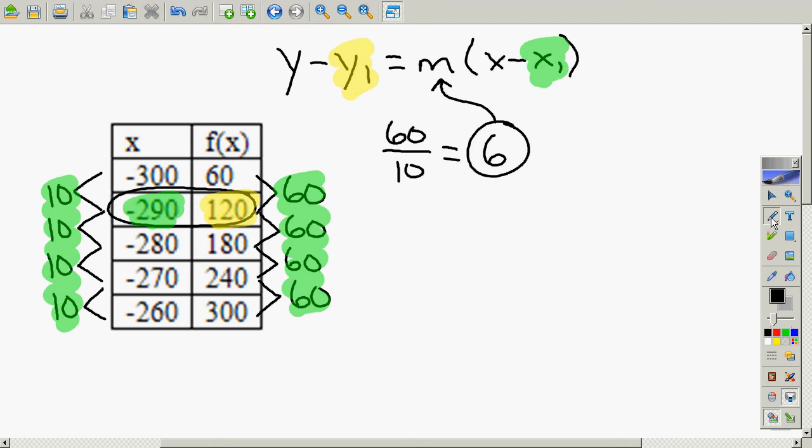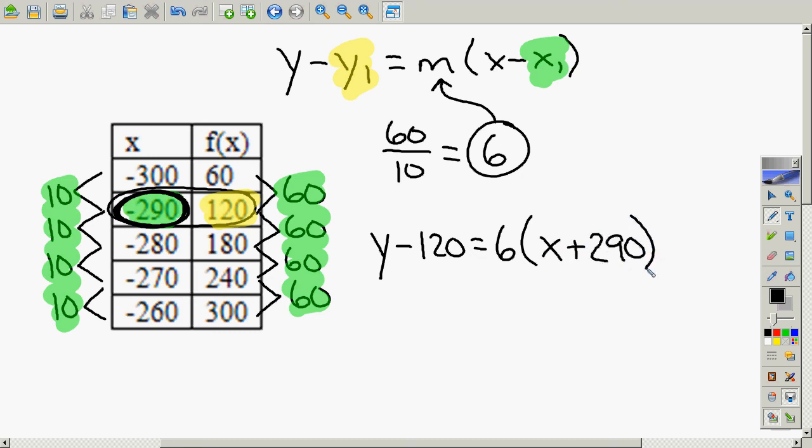So our y is pretty straightforward. To get 120 back to 0, we would have to subtract 120. So we're going to do y minus 120. Our m is 6. I just think of this as getting this number right here back to 0. And how do we get minus 290 back to 0? We would have to add 290. So here I'm going to do x plus 290. You notice there I put a plus because this was negative, and to get back to 0 I would add 290. Okay, well, we're almost done here.